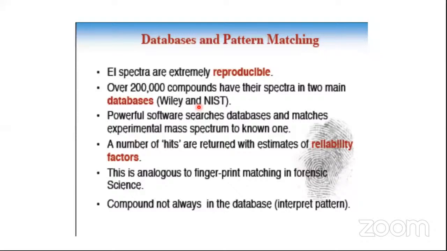EI spectra is very useful in finding out the structure because you have a library. There are more than, as I said, 3 lakhs of compounds, and their spectra are stored in the library. So you can easily find out.